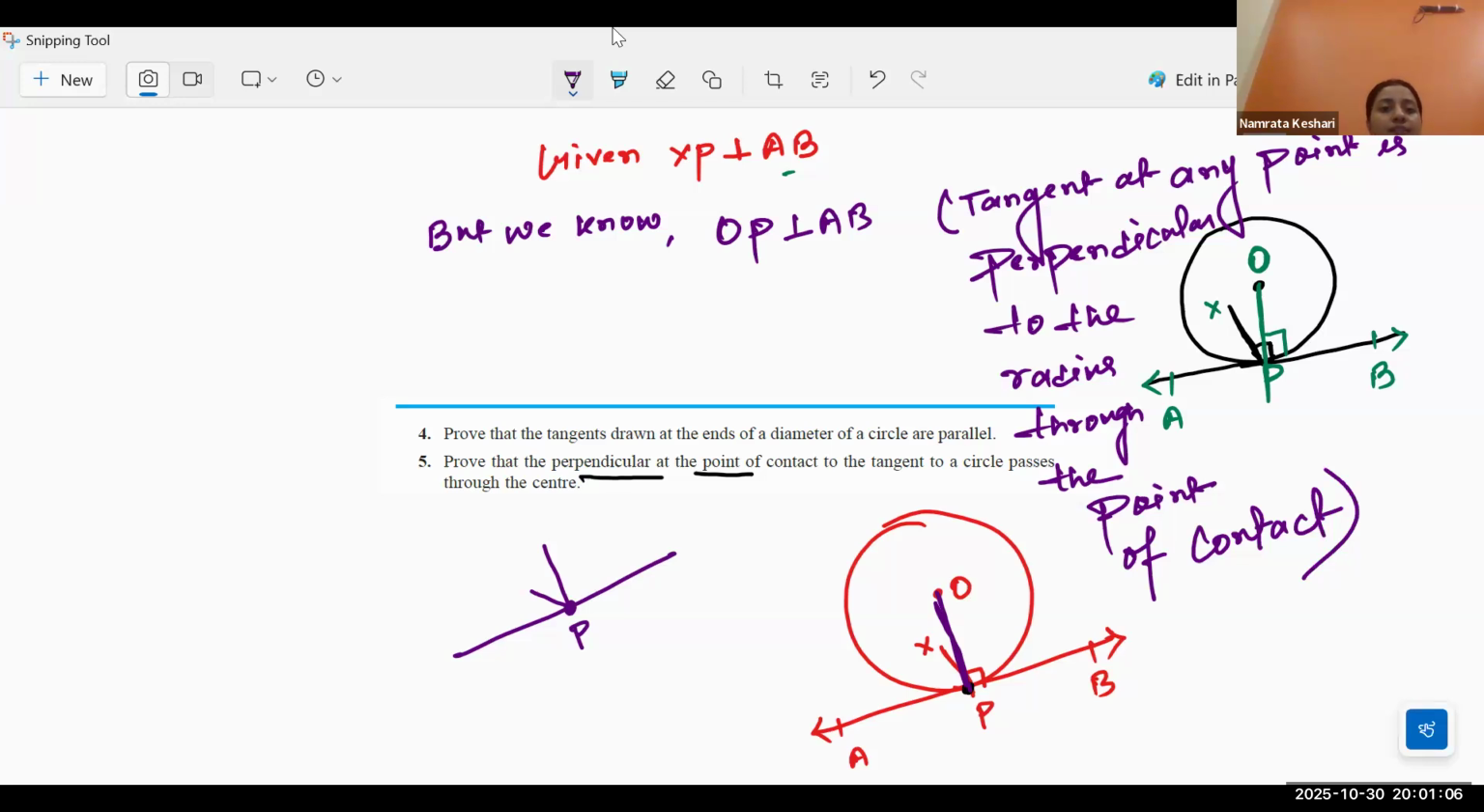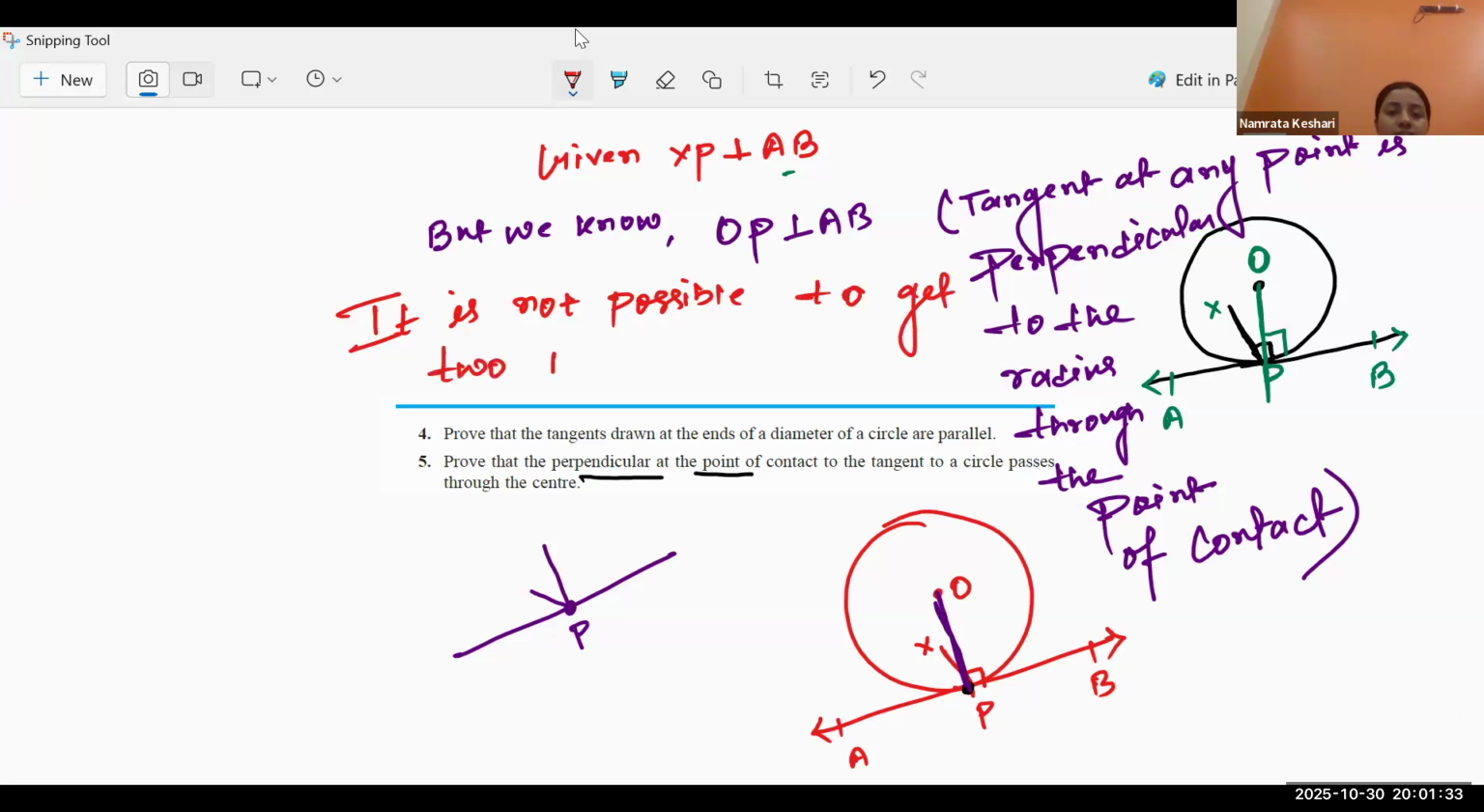Okay, now we will say this is not possible. If these two are different line segments, then it is not possible that at P only we are having two perpendicular lines. Okay, so it is not possible to get two different perpendiculars at P.